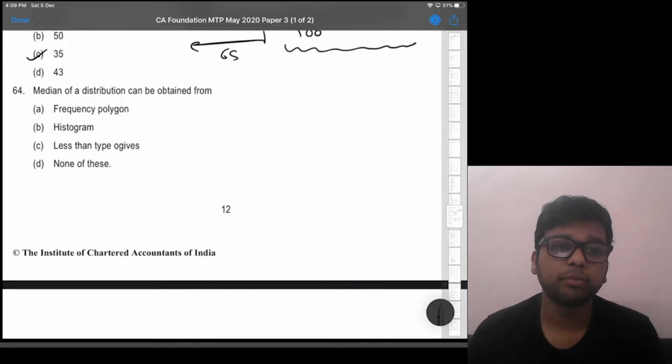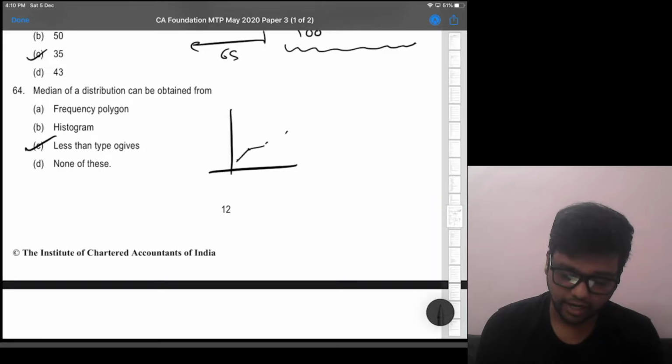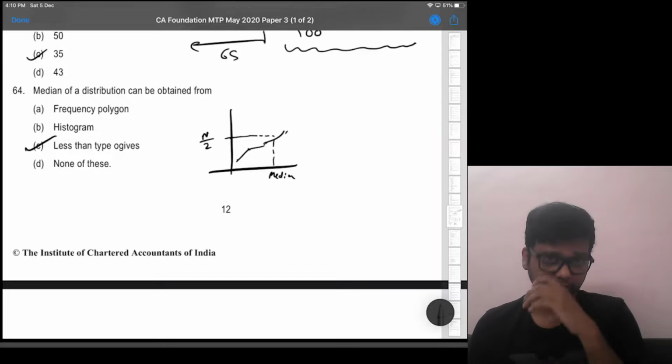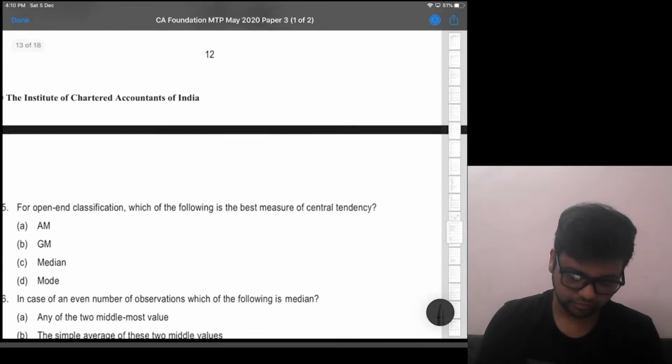Median of a distribution can be obtained from less than type ogives. We know that. We plot cumulative frequency curve and then we take n by 2 here, and this is the median. I hope everyone knows this. You should know the concept. Obviously we don't have to draw the graph.